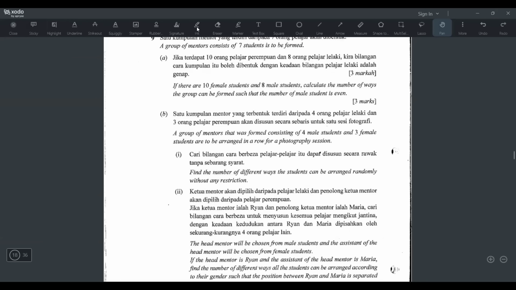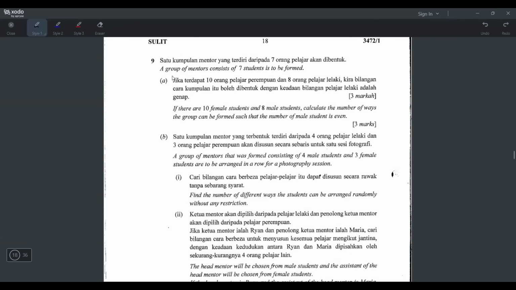Let's continue. Let's do number 9 now. Number 9 looks like a permutation and combination question. Let's read the question. A group of mentors consisting of 7 students is to be formed, so I want to choose 7 students. If there are 10 female and 8 male students, calculate the number of ways the group can be formed such that the number of male students is even.